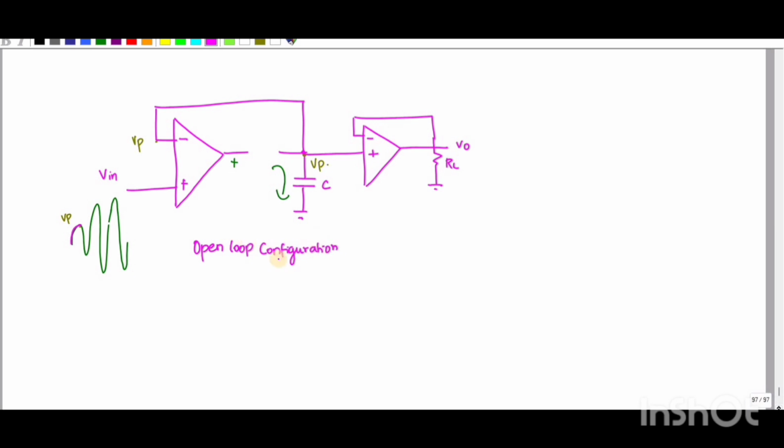So in that case, if the plus value is less than the minus value, this output will go to negative saturation. It will go to negative saturation. So even if this positive value is greater than the negative value, it will not come out of the negative saturation. That is, it will not be able to detect the fast change in the input signal.